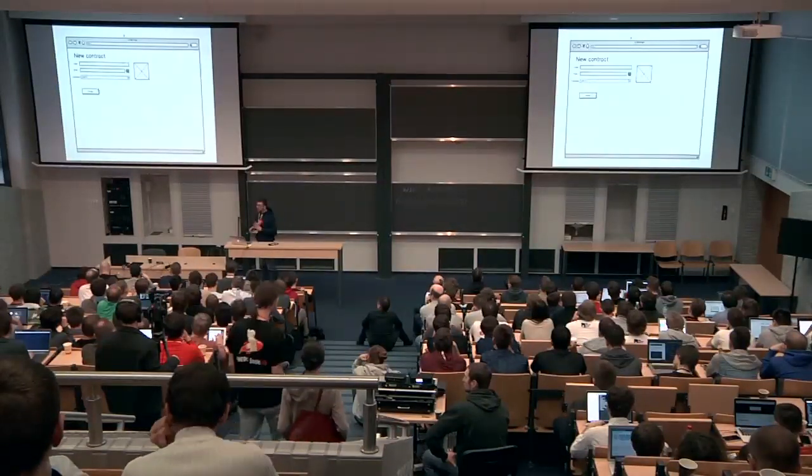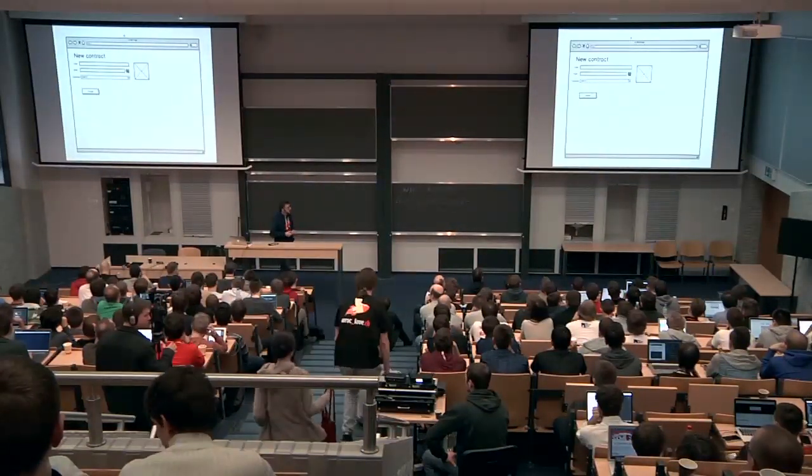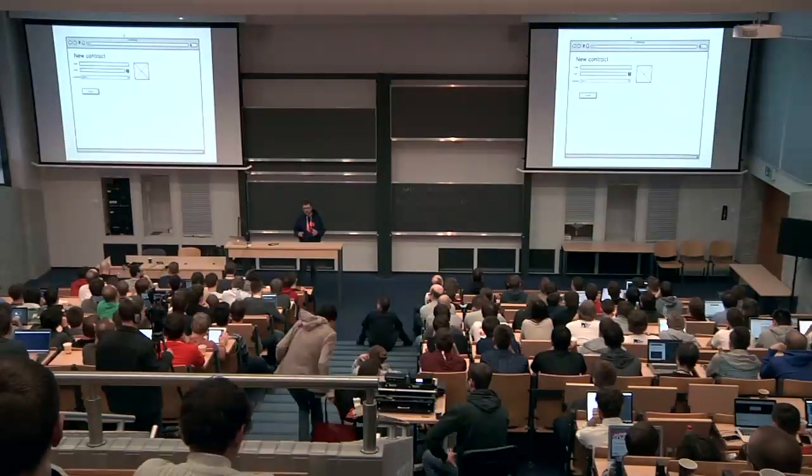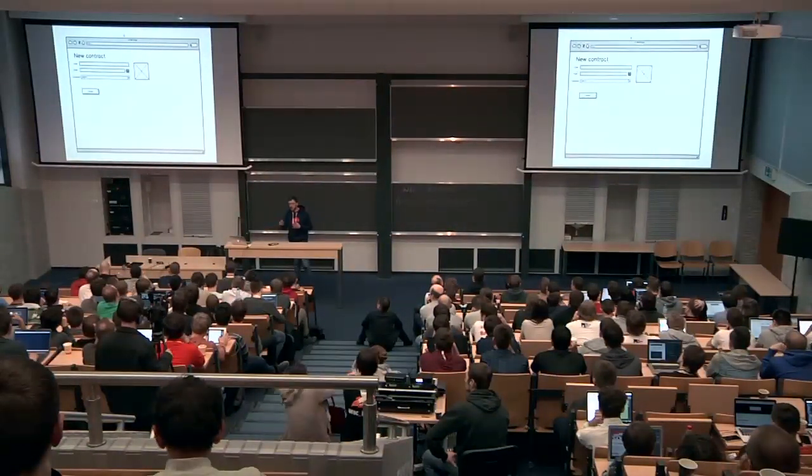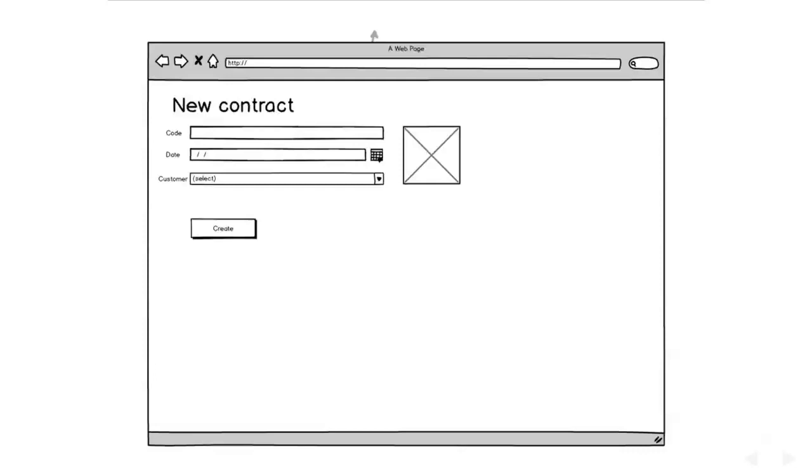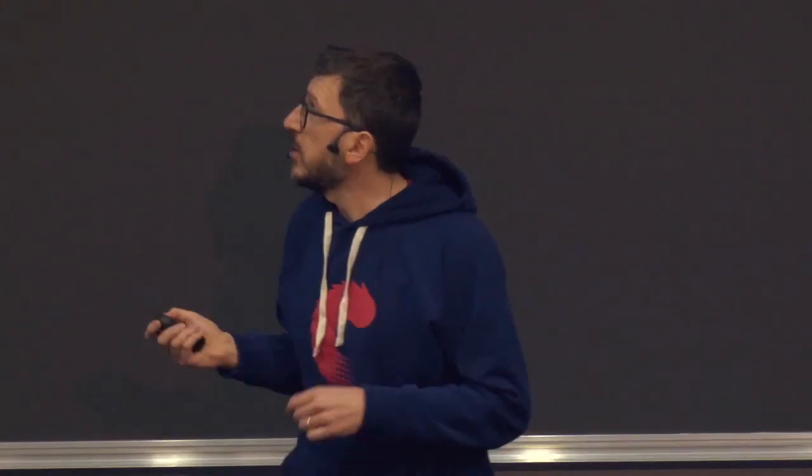Another point is that for our user, the database is not important. He doesn't care about the fact that when he clicks on that button, something gets written in the database. For the user, this is not important. For the user, this form activates a new contract.